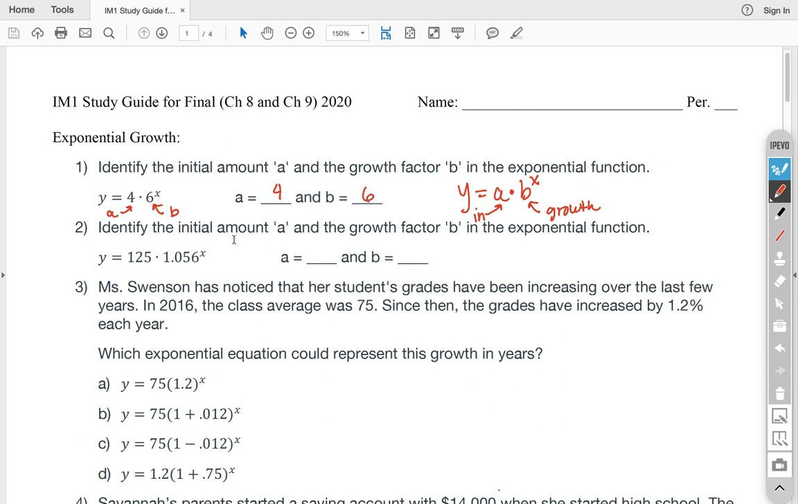All right, the same thing applies for number 2. We have the same equation, y equals A times B to the x. A is 125, and B is 1.056.